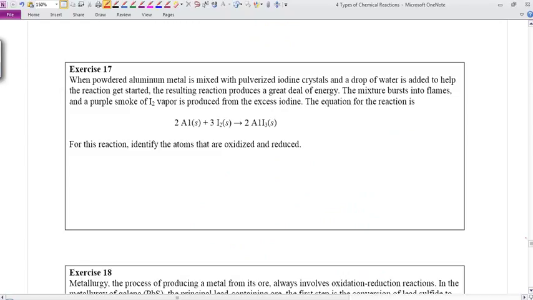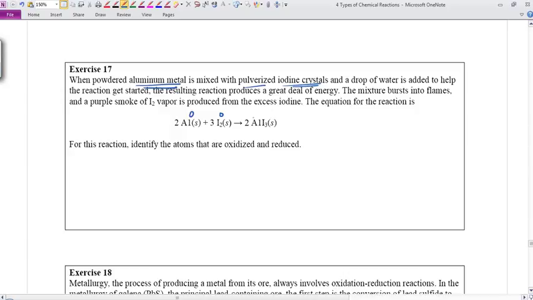All right, exercise 17 in this chapter. Long chapter, huh? When powdered aluminum metal, woohoo, that's an element, so aluminum's oxidation state is 0, is mixed with pulverized iodine crystals, woohoo, that's an element too. Pulverized just means I've squished them up. Iodine crystals, that's an element. Aluminum metal, that's an element. So I already know what their oxidation states are.